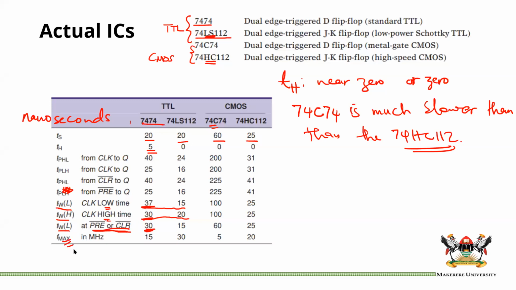And finally, the maximum frequency is 15 megahertz. So you can see that it can operate up to 15 megahertz. This one operates up to 30 megahertz, and so on and so forth.